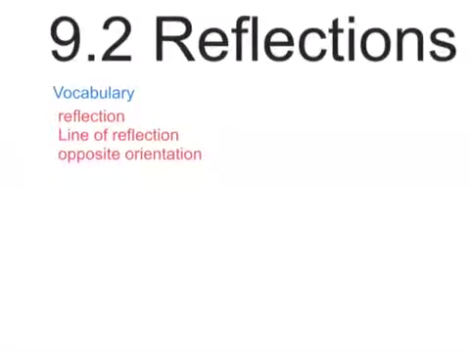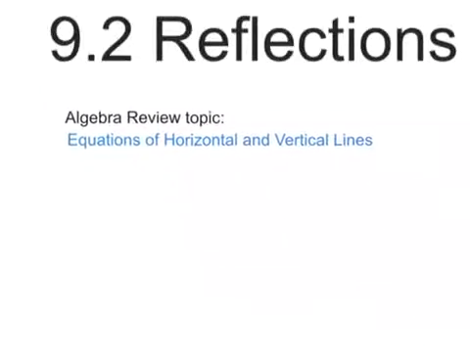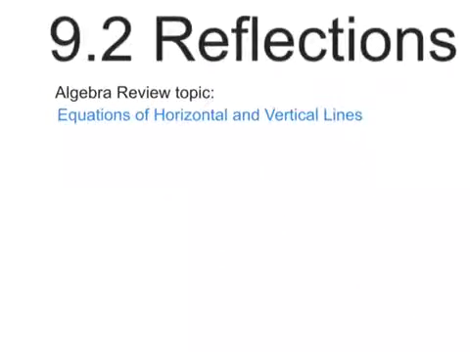This is section 9.2, reflections. Some vocabulary for this section: we have the word reflection, line of reflection, and also opposite orientation. But before we get to talk about reflections and new material, we have some algebra review that we need to talk about, specifically equations of lines, of horizontal and vertical lines.